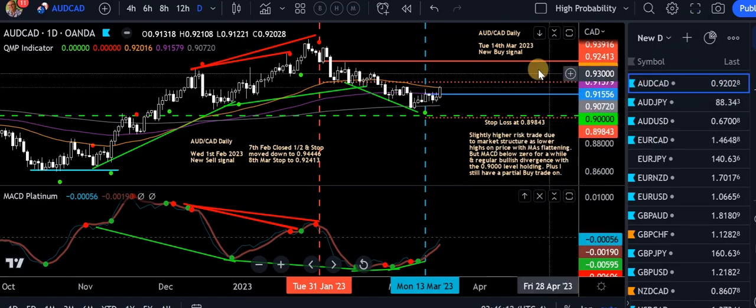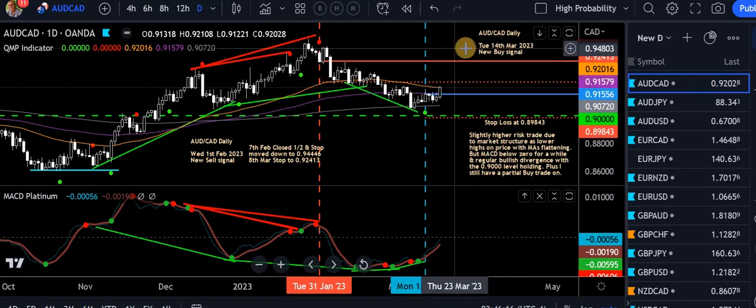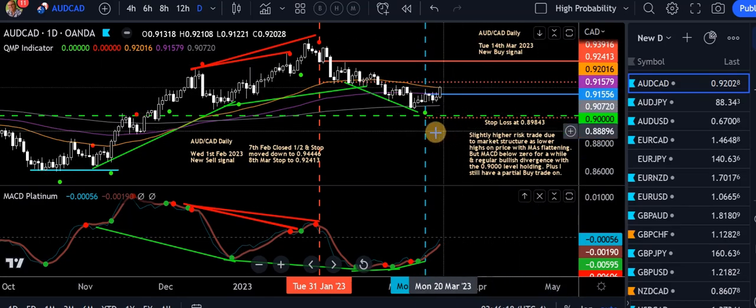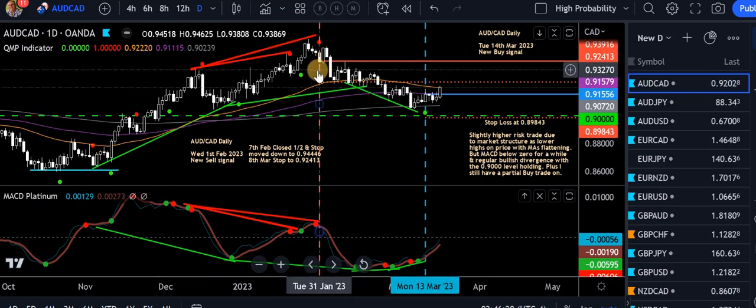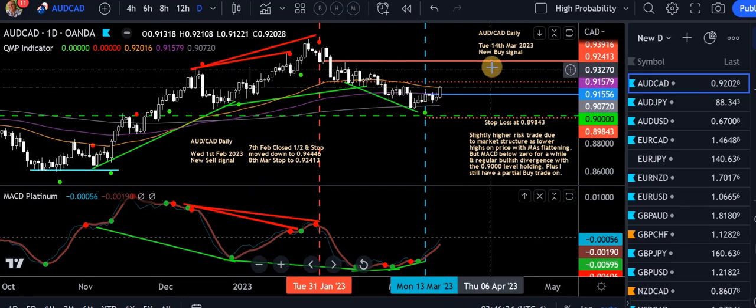So let's have a look. Well, let's start with the AusCAD. So generally, the most recent trade is the information on the right. Now you'll see other trades on, like this case is a sell trade here. So that's from the 1st of Feb. So you can see my notes.